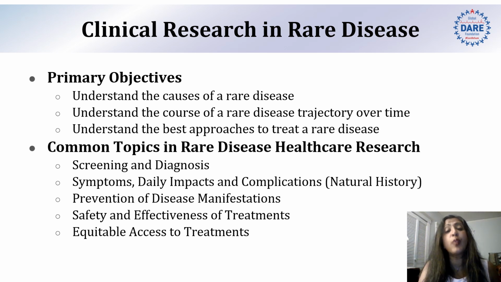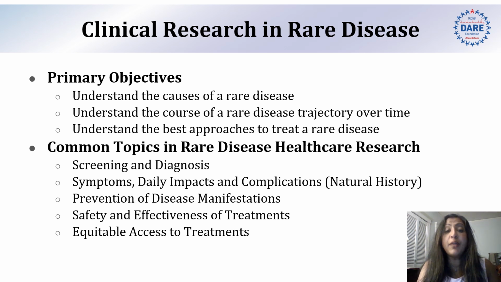First, what are the best ways to screen for or diagnose a rare disease, and how can the diagnostic process be carried out in the most efficient way? Next, what are the symptoms and the impacts of a rare disease on a diagnosed individual and or their families? How do they change as the individual ages and or the disease progresses? This is actually referred to as the natural history of a disease, and we will look into the specifics of natural history studies in a later module.